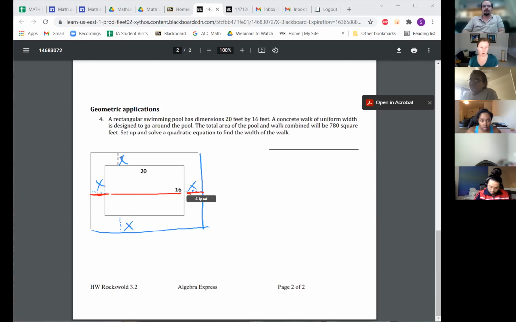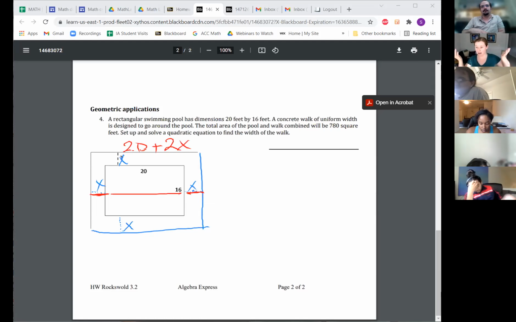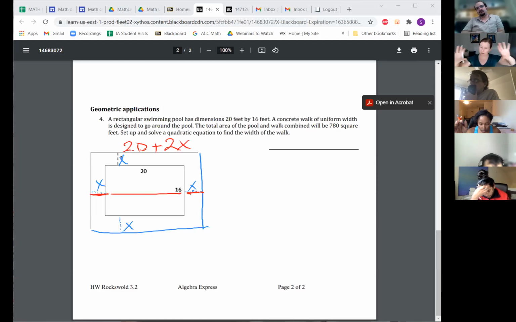So can anyone tell me how wide it is? Would you say 20 plus 2x? Yep, exactly. 20 plus 2x. You can't say 30 because we don't know what the x's are. We don't know that they're 5, for example, right? So that whole side is 20 plus 2x.